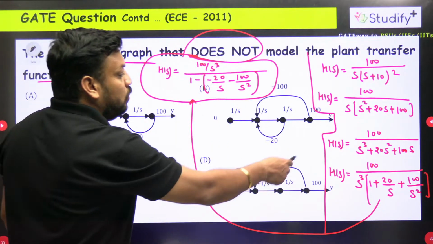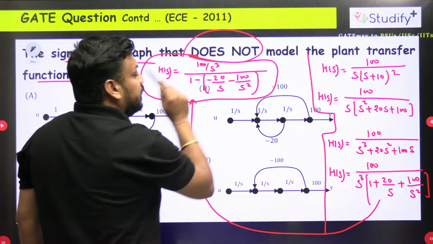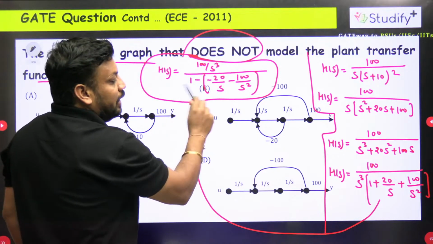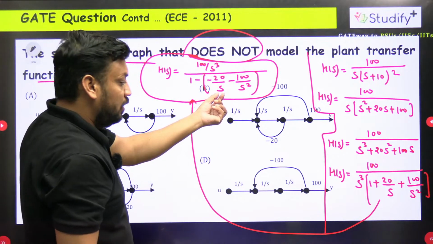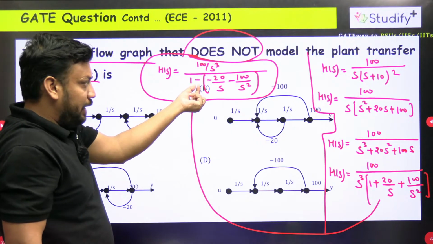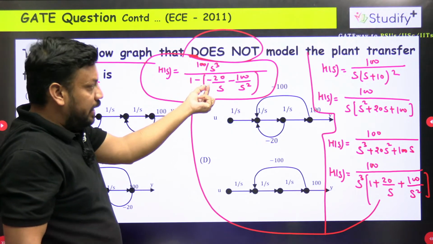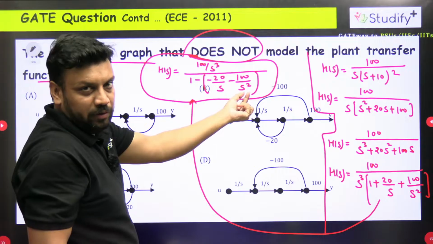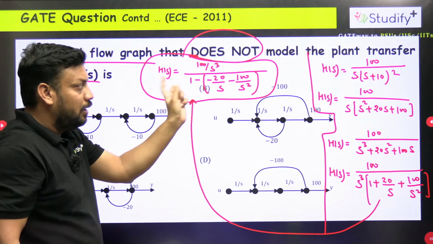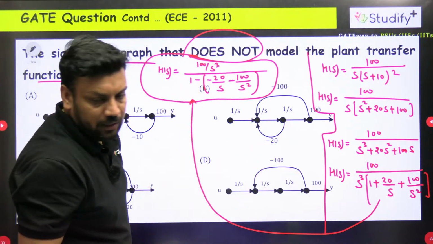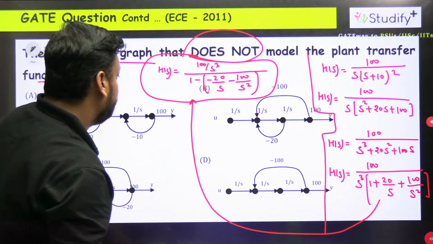So it will give you now 100 upon s cube arranged in the numerator, and the rest of whatever is left in the denominator I have written here: 1 minus, and again minus 20 by s, and minus 100 by s square. Once you open the bracket, again minus plus will happen and the same expression comes. Is it clear, sir? Clear.